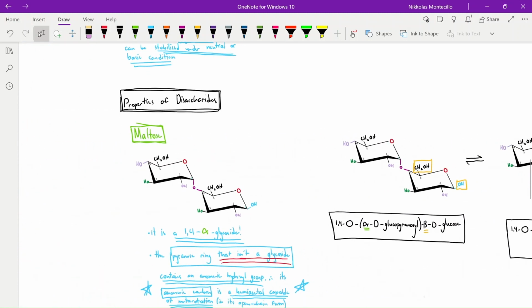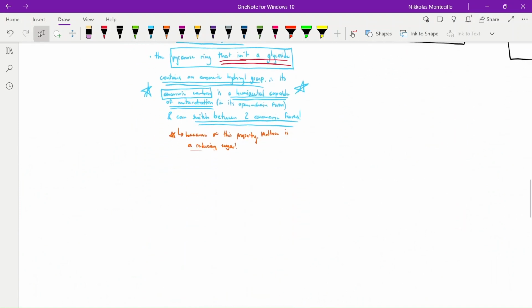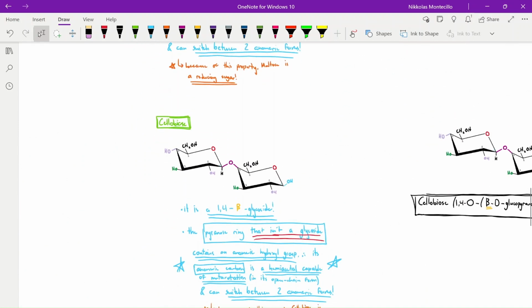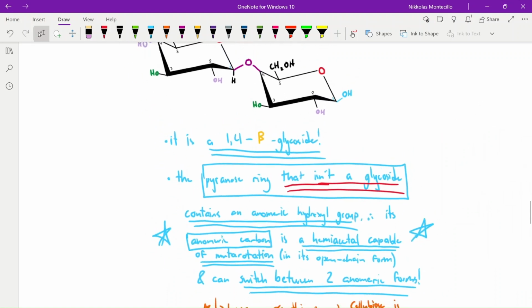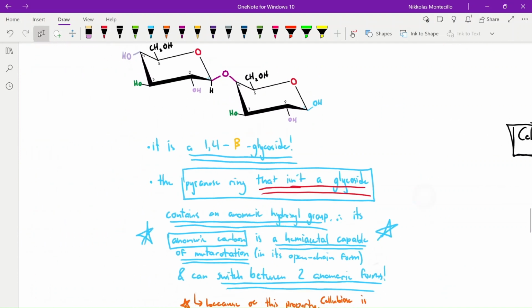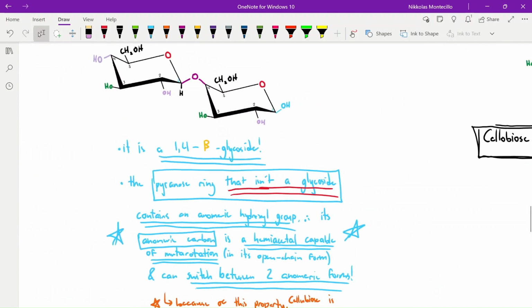Several monosaccharides follow this too, such as cellobiose. Now, cellobiose is a 1,4-beta glycoside, and the pyranose ring that isn't a glycoside contains an anomeric hydroxyl group, and therefore its anomeric carbon is also a hemiacetal capable of mutarotation. So, because of this property, cellobiose is also a reducing sugar.